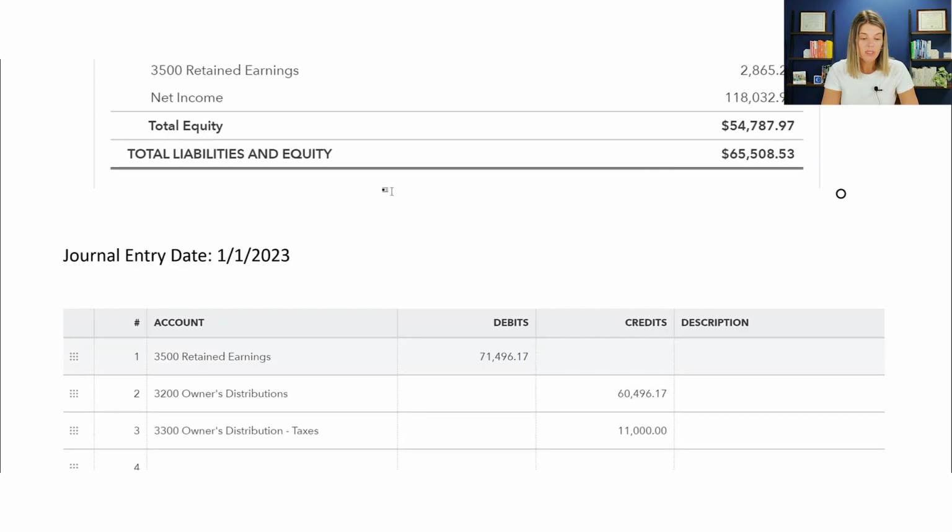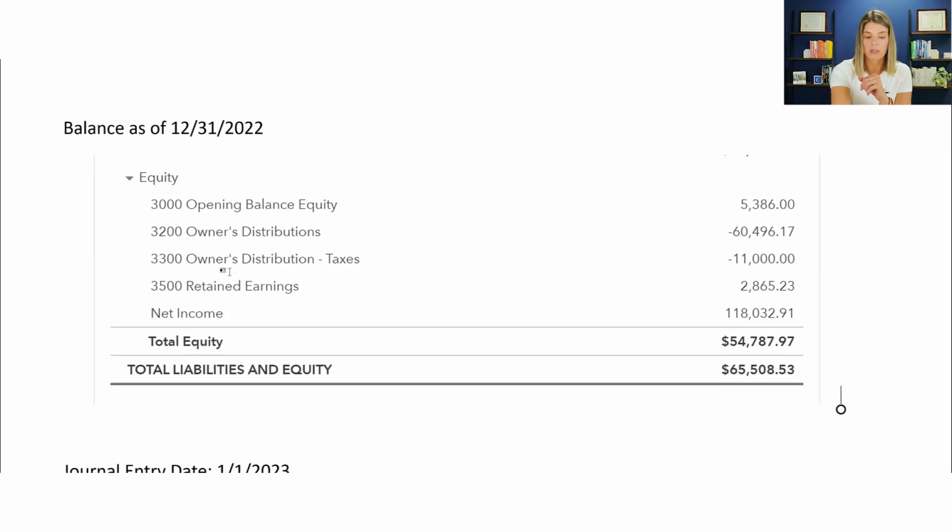Okay, so you can see here, to close out the distributions to retained earnings, basically we're trying to say that the money that we took out can't be retained earnings because we took it out. So we're trying to lower that retained earnings balance. So we do this on the first day of the following year. So we close out 12/31. This is what our balances look like.